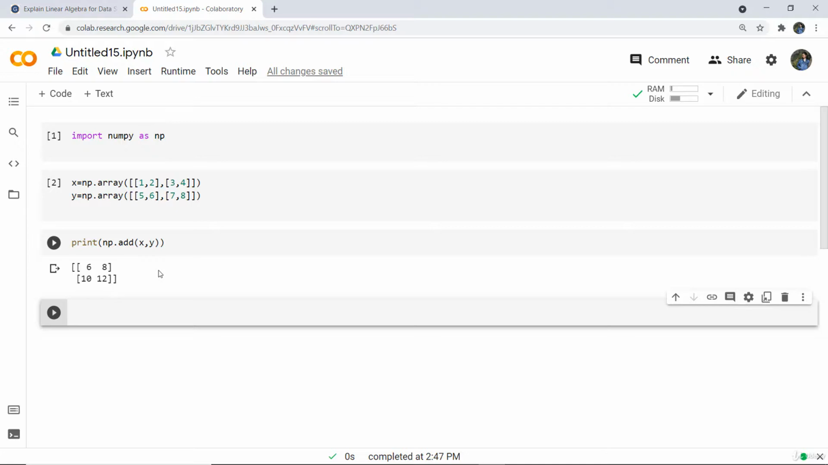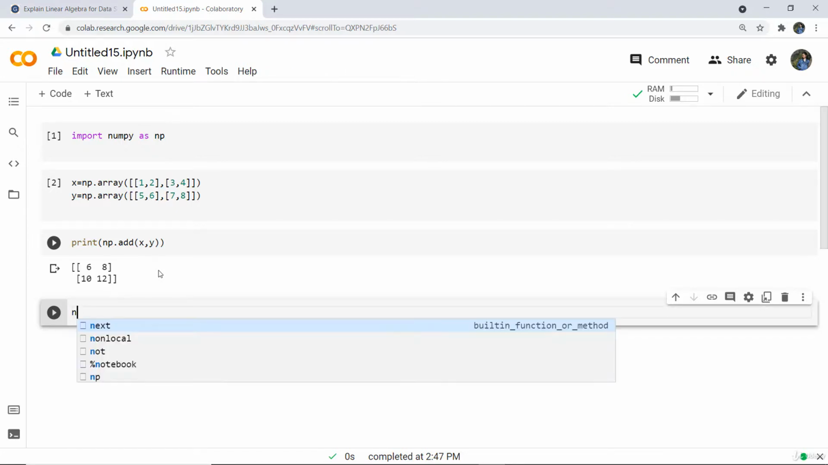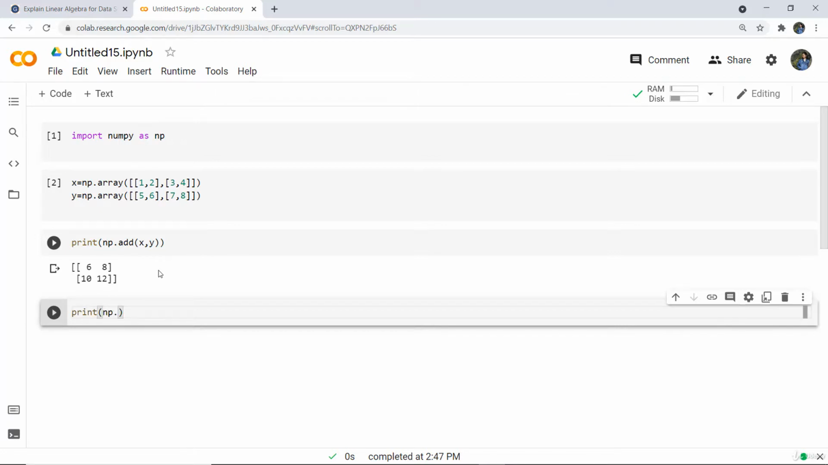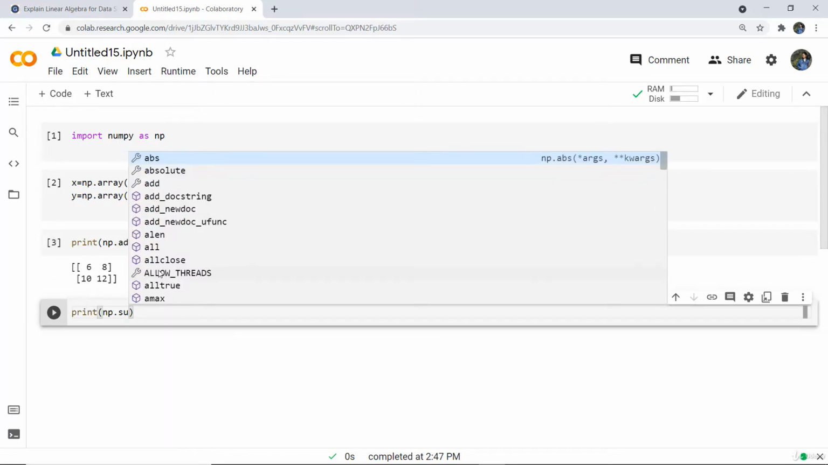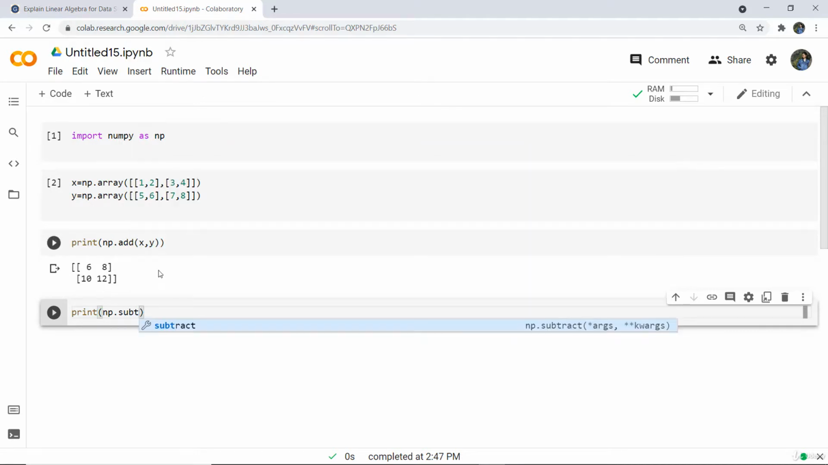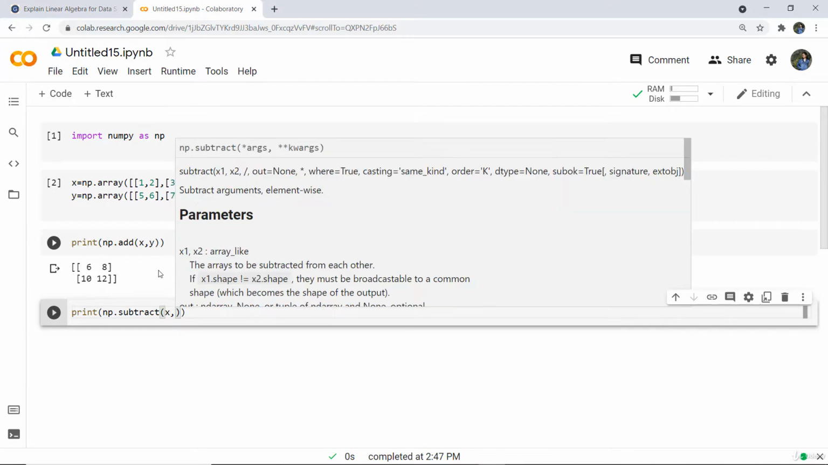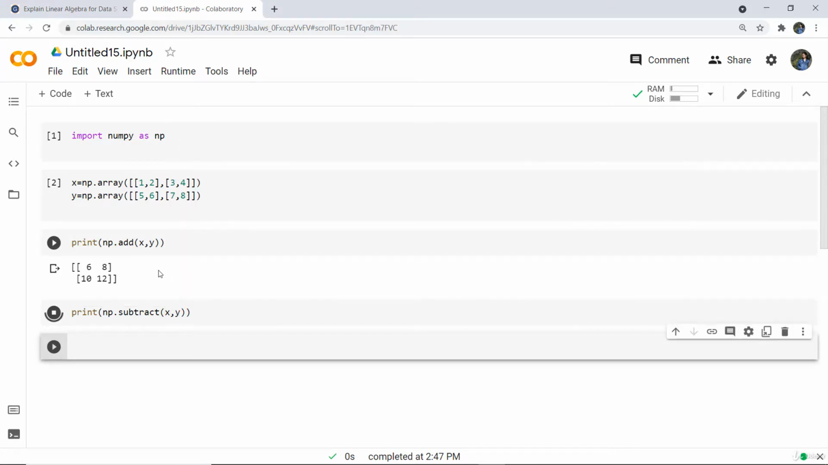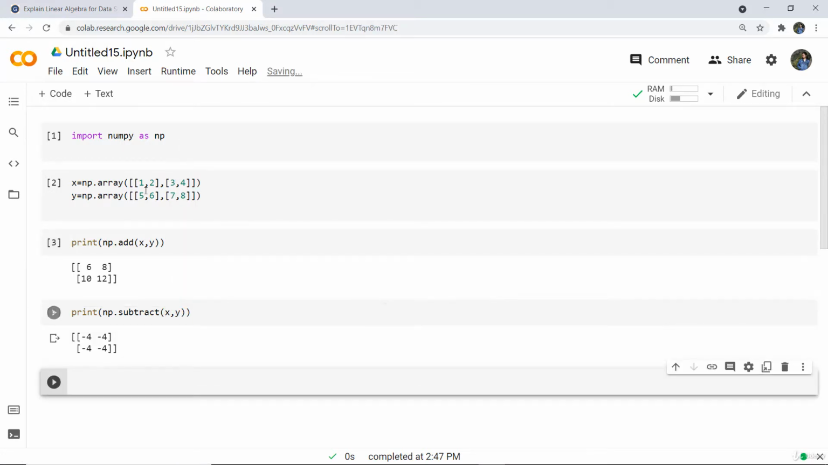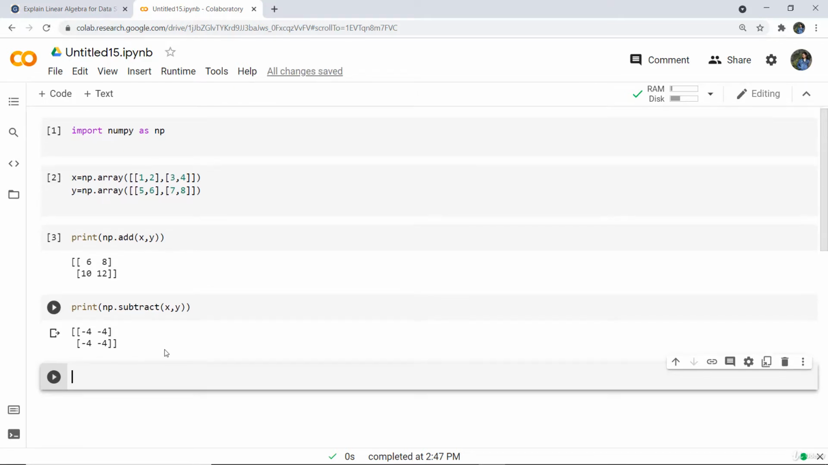Next, if you want to print the subtraction of both the matrices, then you have to write np.subtract, and give x comma y. So you're going to get negative values also. The negative values of the subtraction are given in the matrix.